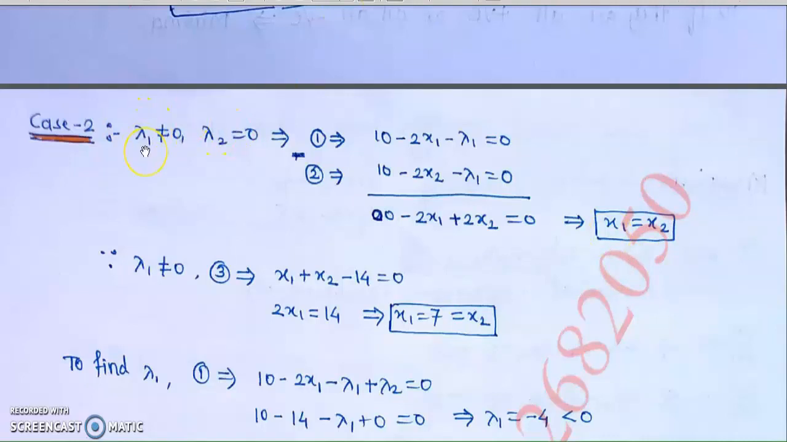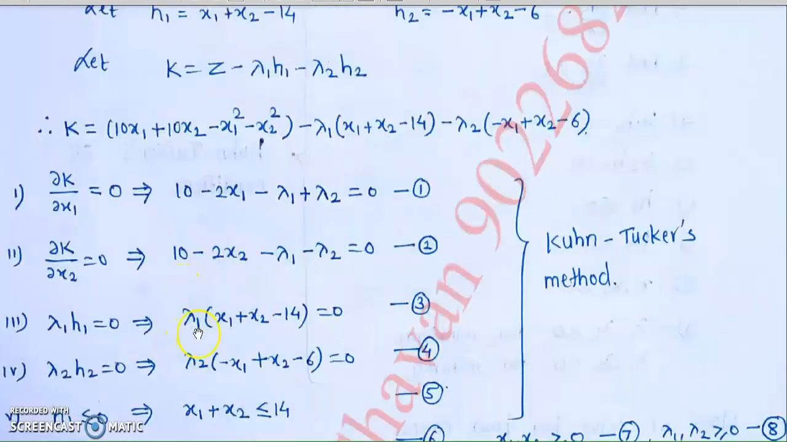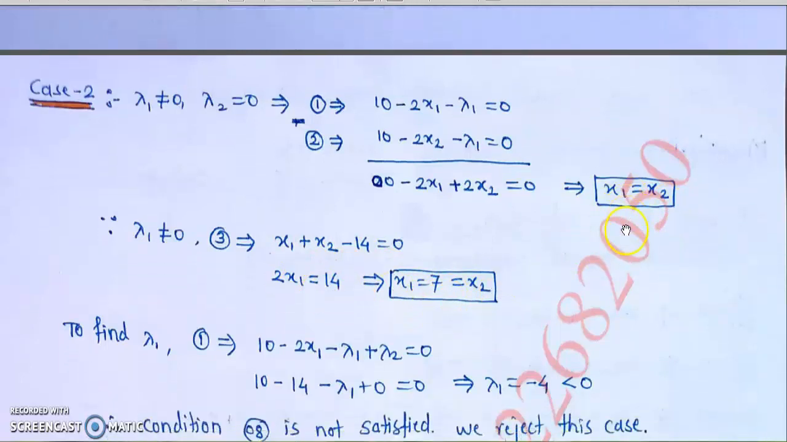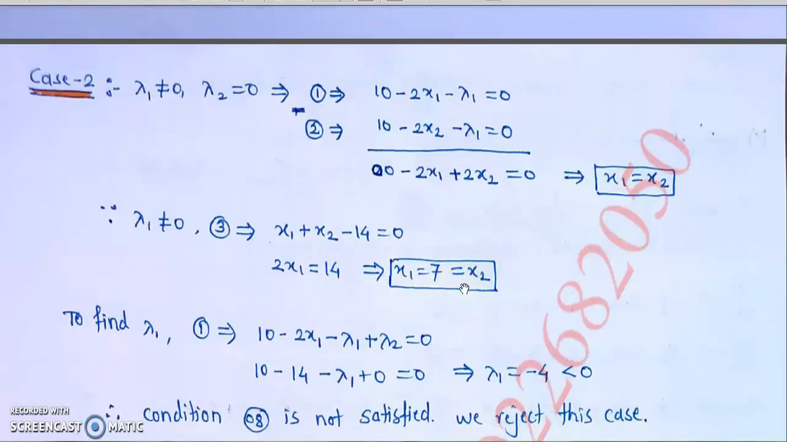So we have the first condition, that lambda 1 is non-zero. If you see condition number 3, lambda 1 is non-zero, so obviously this bracket must be 0, and therefore we get x1 plus x2 is equal to 14. So we get two equations in x1 and x2. But as x1 and x2 are equal, we have 2x1 equal to 14 and we get x1 equal to 7, and hence x2 is 7. So we got both positive, so our condition that x1 and x2 must be non-negative is satisfied. Lambda 1 is non-zero, so we have to find out lambda 1 first, whether it is negative or positive.